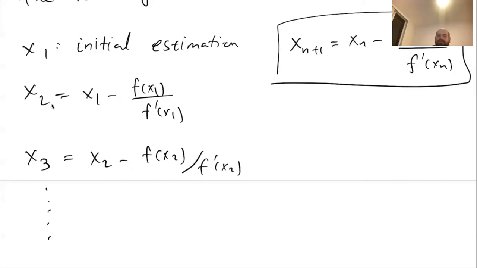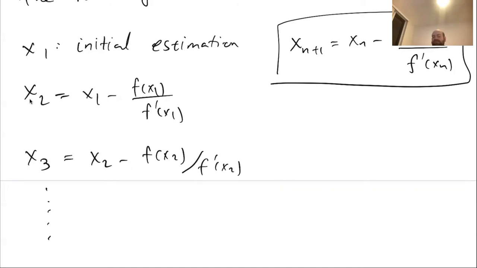Once we have x1, we can find x2, x3. So x2 is an improvement to x1, x2 is closer to the actual root, to the exact root, compared to x1. x3 is closer than x2 to the actual root. x4 is an improvement on x3, and so on.